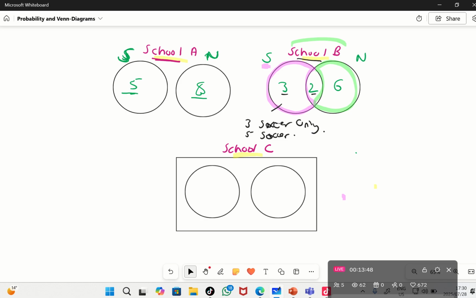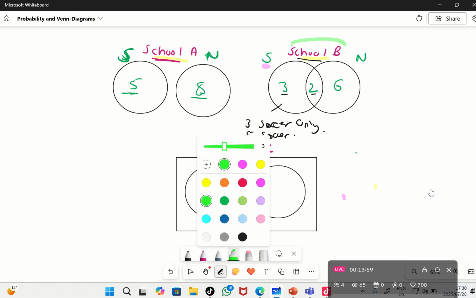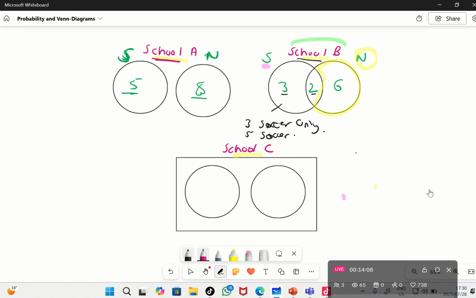Proper stuff. Now let us move to the next one. How many learners play netball only? 6, yes. Remember I said that this region here is for the learners who play netball only. So we've got 6 learners who play netball only. Then how many learners play netball?